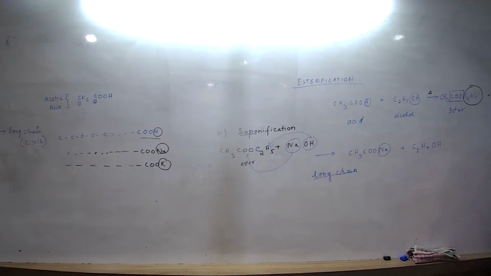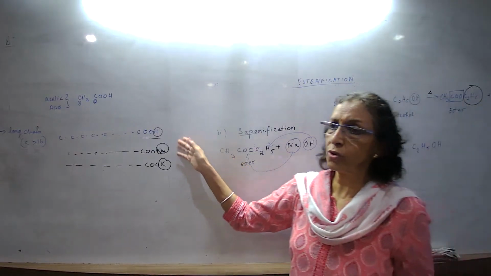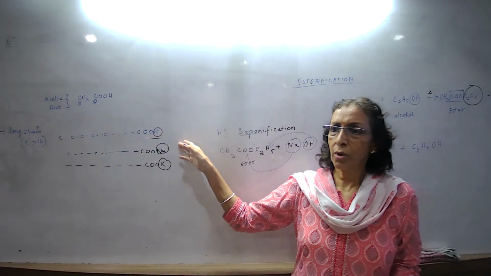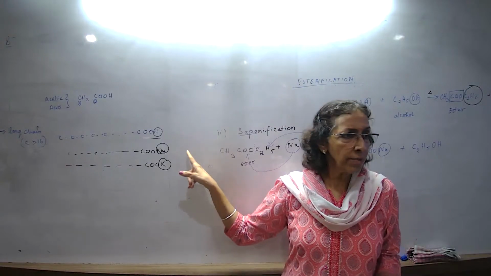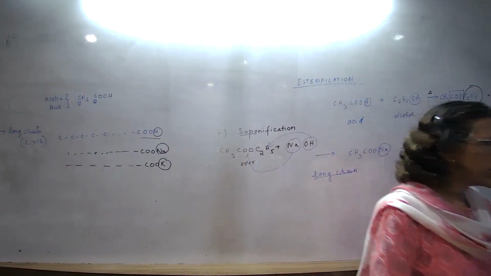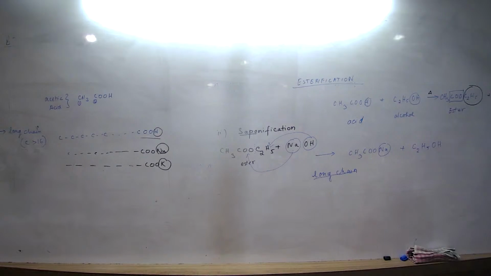Did you understand now? What is saponification? What is soap? So this is the formula for soap. Soap is the sodium or potassium salt of a long chain acid. Okay, long chain acid. Clear?